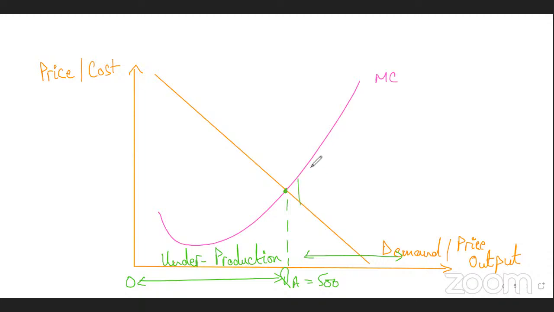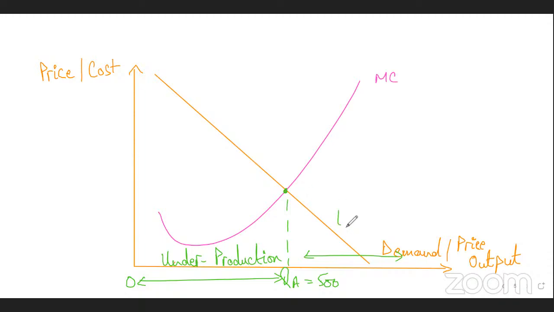Why? Because beyond 500, what is true? Beyond 500 units of output, your cost is greater than your price. So it means that it's costing you more to produce the good compared to how much you sell it for, right? So obviously this area shows loss for the business, right? Because you can see for yourself that this purple or pink line, which is marginal cost, is higher than your price, right? So it's costing you more to produce each additional unit compared to how much you sell it for.